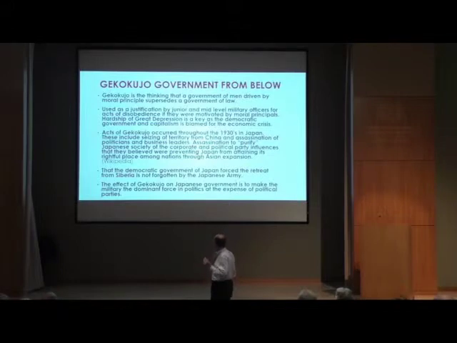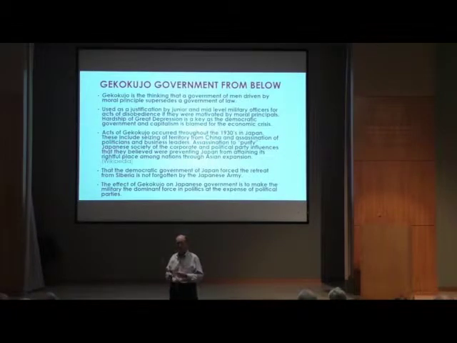So the effect of Gekkokujo on the government is to make the military eventually the dominant force in politics in Japan, particularly by 1940. So by 1940, you will see the democratic government of Japan is completely superseded by a military government.